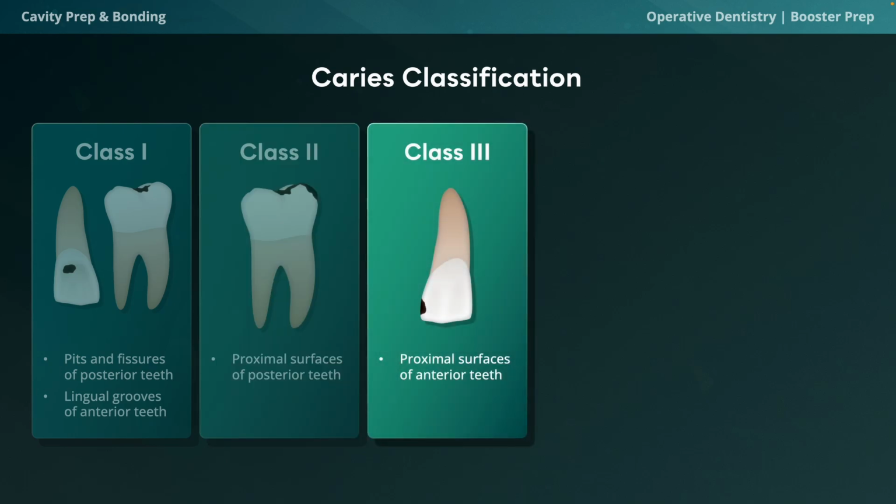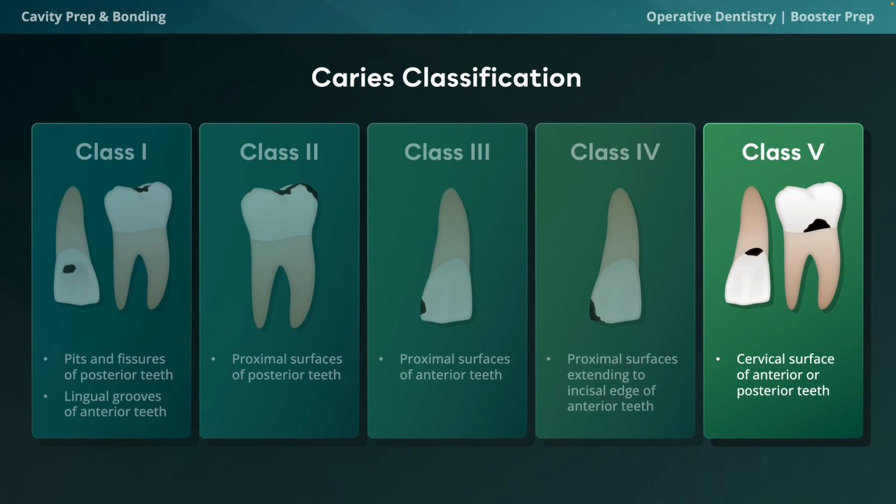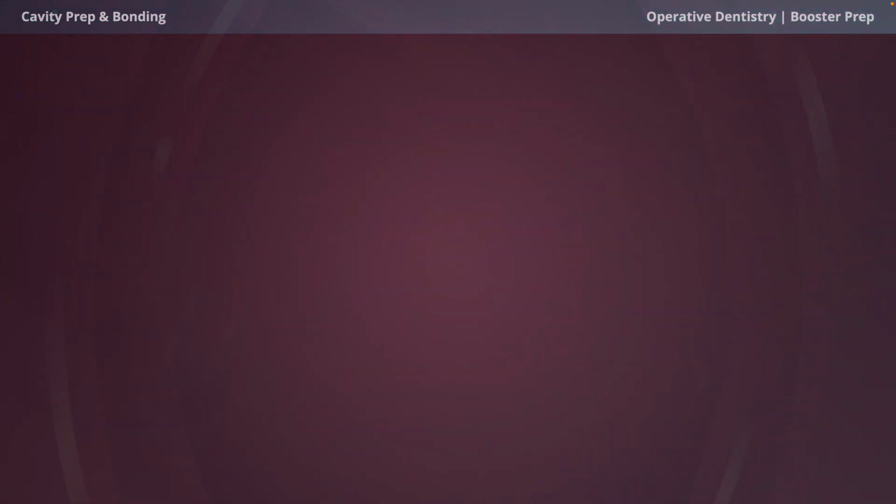Class 3 cavities are located on the proximal surfaces of anterior teeth, and they don't involve the incisal edge. On the other hand, Class 4 cavities are the same as Class 3, but they do involve the incisal edge. In these cases, the preparation will obviously be more extensive. And finally, we have Class 5 cavities, which occur on the cervical surfaces near the gum line of both anterior and posterior teeth.